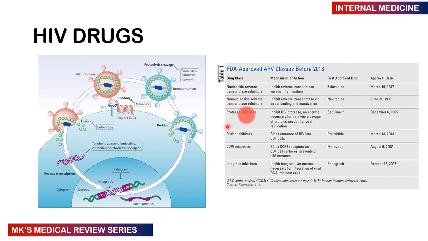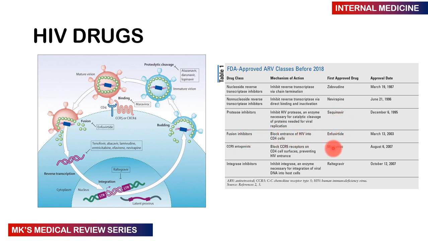And of course, you have protease inhibitors, which inhibit the protease enzyme, which is necessary for the catalytic cleavage of proteins that are needed for viral replication and viral maturation. The first drug that was developed was saquinavir, on December 6th, 1995. Then we have the fusion inhibitors, which block the entry of HIV into CD4 cells.